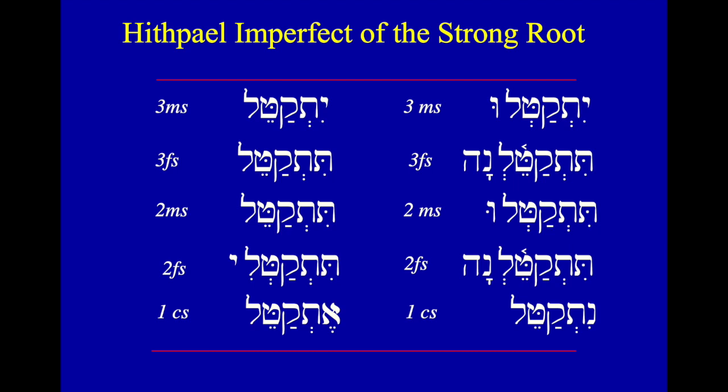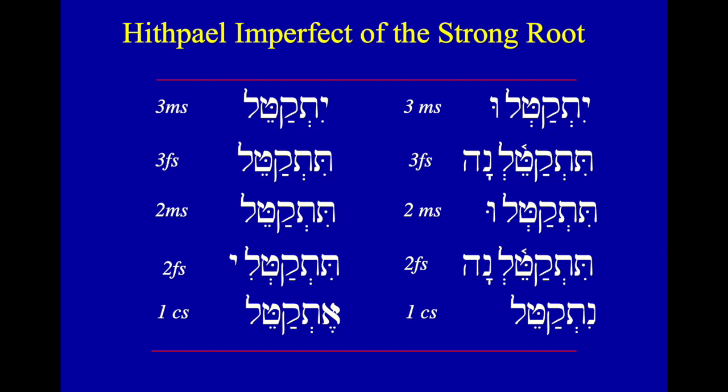So notice that you have these distinctive markers of the imperfect, but then you have a tav that follows them. Do you see that? And then you have your root, and then you have the imperfect endings that you're used to, like the third masculine plural.